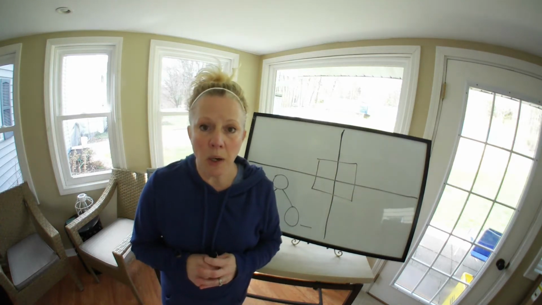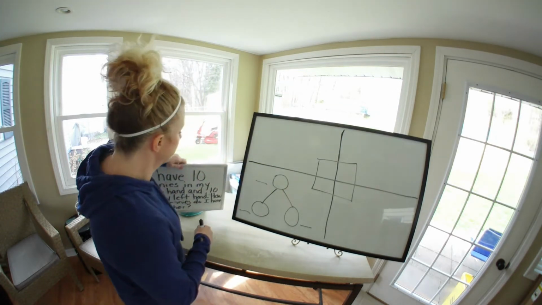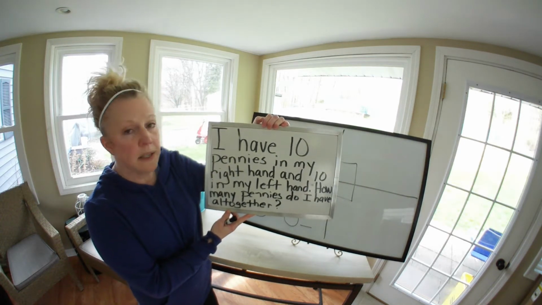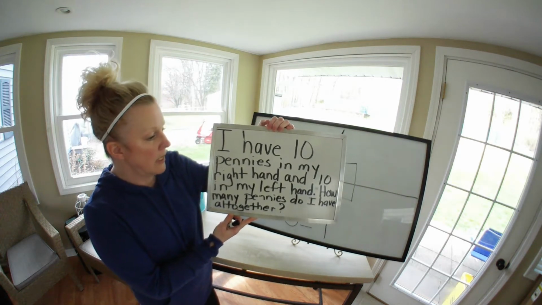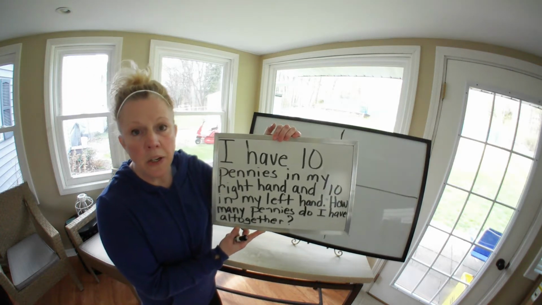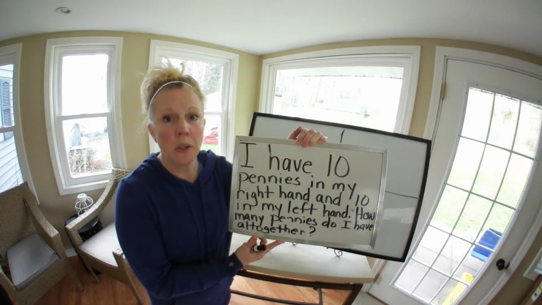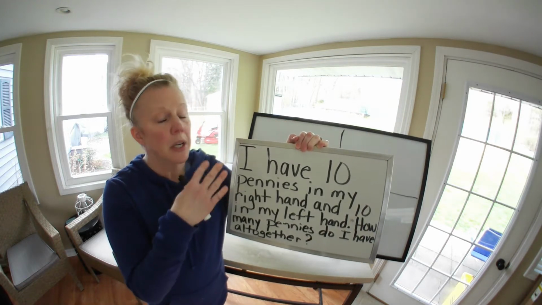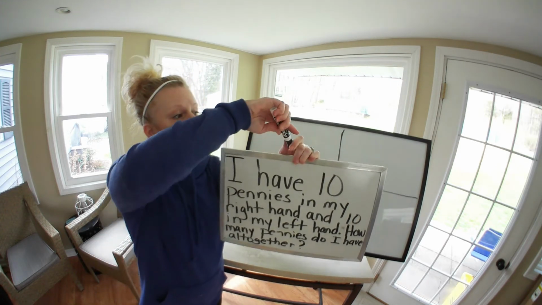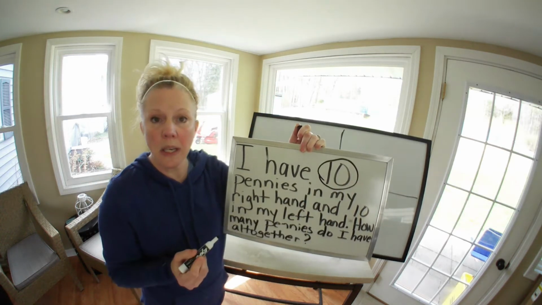So let's begin with part 1, our word problem. Let's take a look at our word problem. I have 10 pennies in my right hand and 10 pennies in my left hand. How many pennies do I have altogether? Now, in your head, you're probably thinking, I know the answer to this, and I'm hoping that you do. But we want to make sure that we show our work. Now, if you had this problem in front of you, what I would have you do is circle our numbers so that we know what it is that we're dealing with.